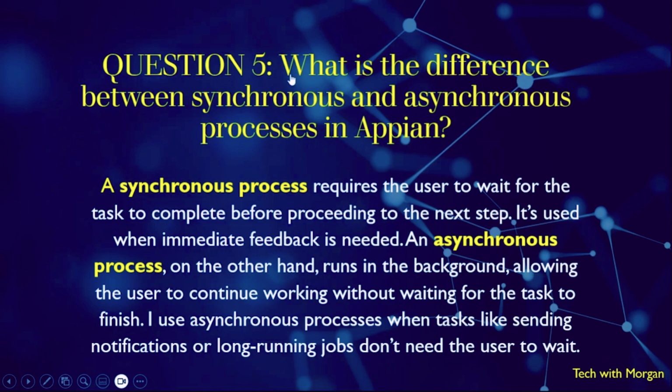Question 5. What is the difference between synchronous and asynchronous processes in Appian? A synchronous process requires the user to wait for the task to complete before proceeding to the next step. It's used when immediate feedback is needed. An asynchronous process, on the other hand, runs in the background, allowing the user to continue working without waiting for the task to finish. I use asynchronous processes when tasks like sending notifications or long-running jobs don't need the user to wait.